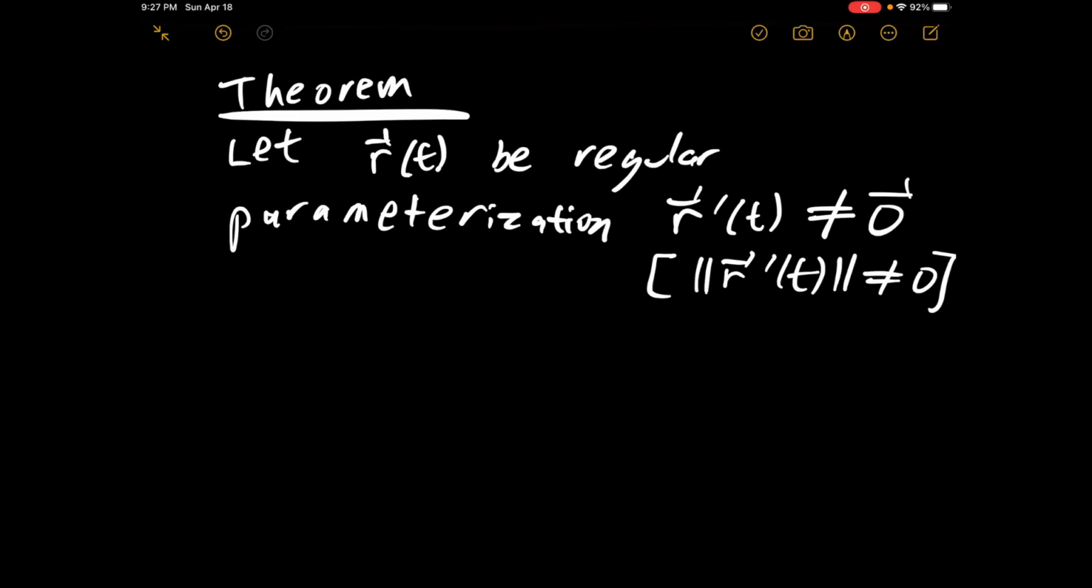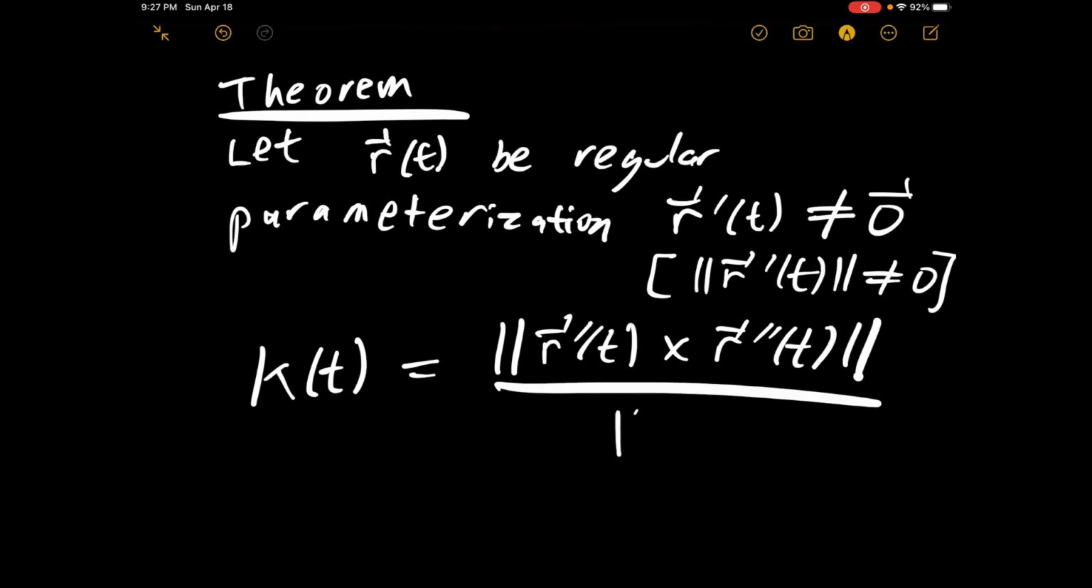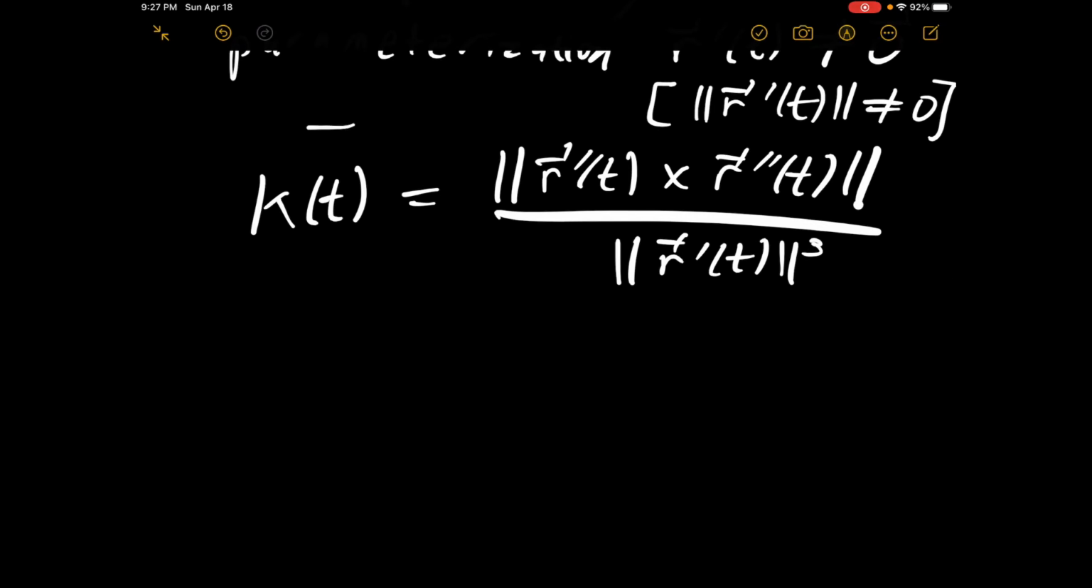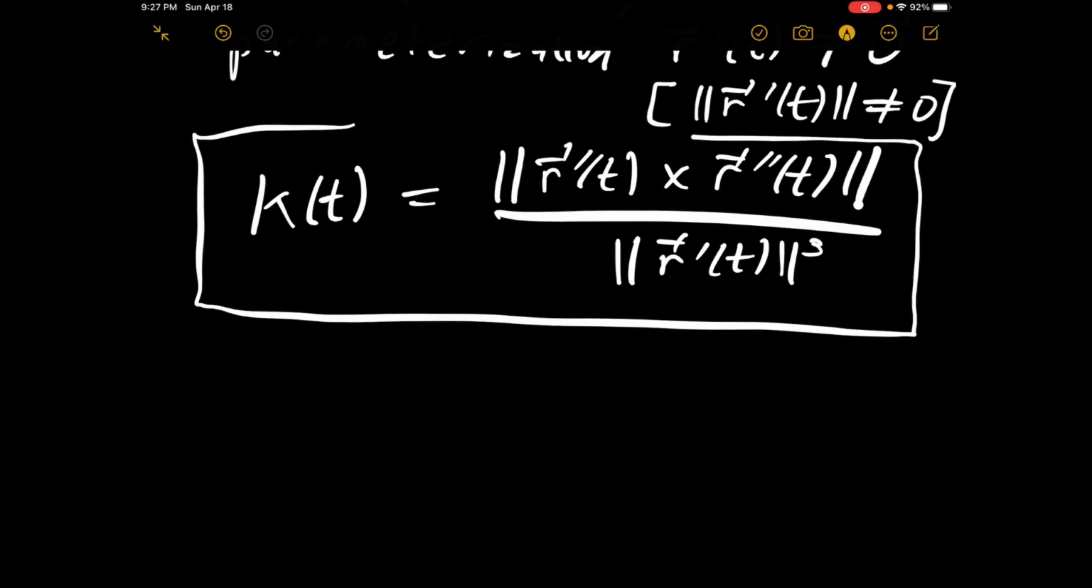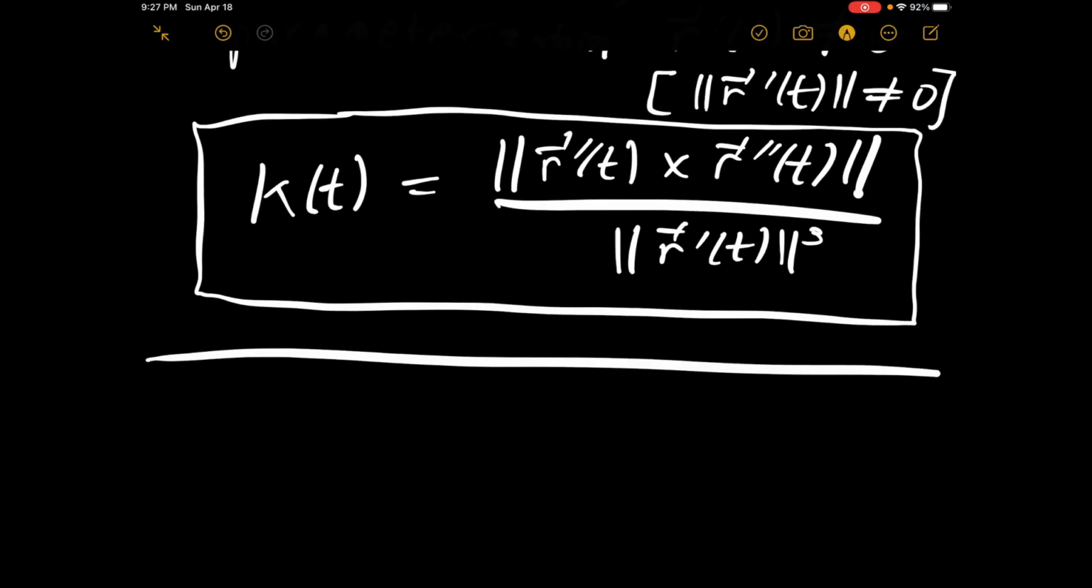In that case, we know that kappa, this Greek character known as kappa and commonly denoted as curvature, is simply equal to the magnitude of the cross product of r prime of t and r double prime of t, divided by the speed, or basically the magnitude of r prime of t cubed. Today I would like to prove to you that this formula itself is true. That's my goal. All right, let's get started. Here we go, let's start our proof.